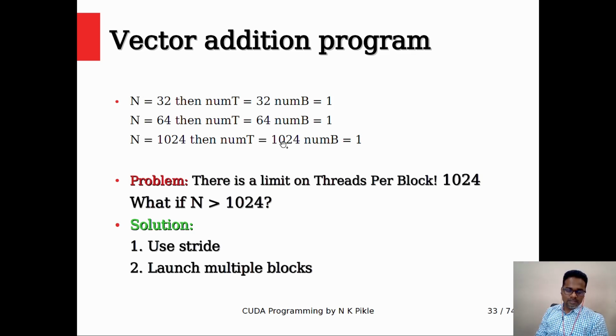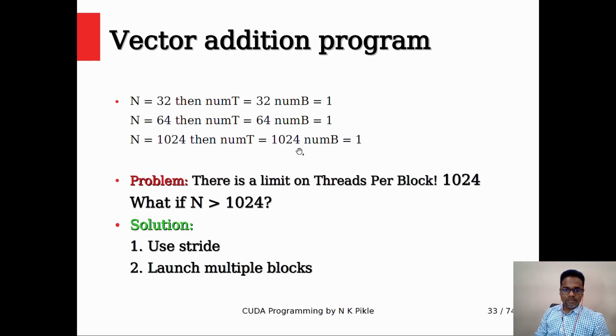But that is not possible because we have a limitation on the maximum number of threads we can launch per block. Typically it is 1024 in recent architectures. So that means the maximum block dimension is 1024, and I can launch at most 1024 threads in a block. That means I can handle the problem only if the size is up to 1024. But the question is, what if the size is more than 1024?